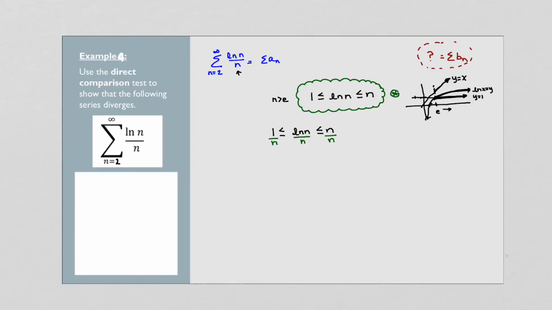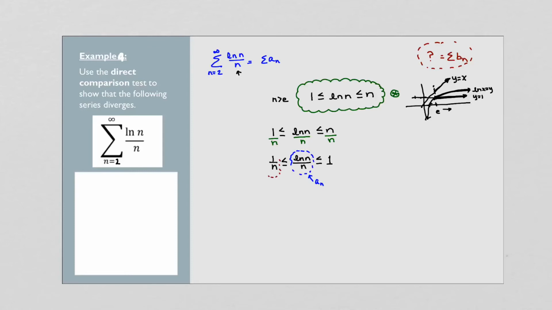n is a positive number, so I can divide all the parts and I remain in the same order as far as the inequality symbols go. In other words, 1 over n will be less than or equal to the natural log of n over n, which is less than or equal to 1. The natural log of n over n is my original a sub n, the nth term in my original series.